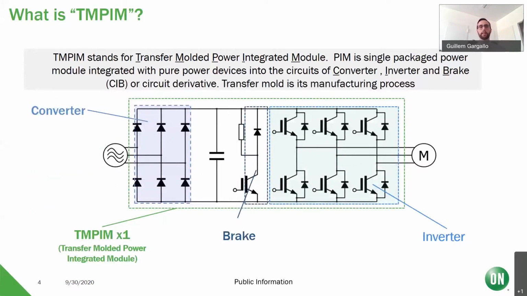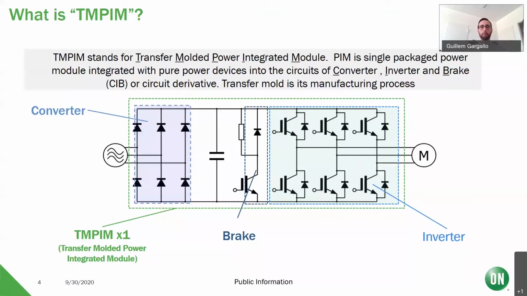So what is a TM-PIM? A TM-PIM stands for transfer molded power integrated module. The PIM is the integration of several components within one package. And in this case, typical for motor drives applications is the CIB circuit, or converter, inverter, and brake. So this is all integrated within one module.